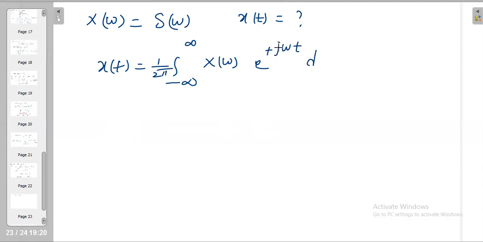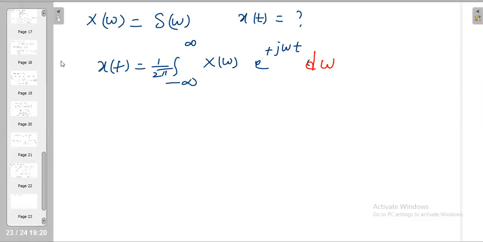In the Fourier transform we get minus, but this is the inverse Fourier transform formula, so that's why e power plus j omega t. Again, please note down here we will not have dt, we will have d omega. This is very, very important. It's very simple. What is the signal here? The signal here is x of omega, that means we'll get d omega.